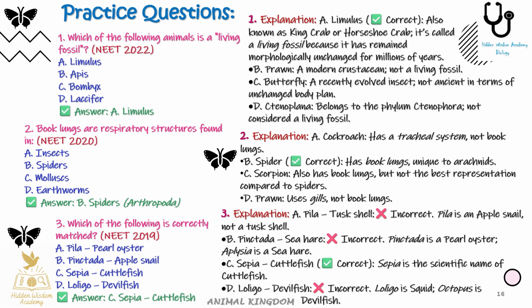Explanation. Let's go one by one. First, option A, Limulus, also known as the king crab or horseshoe crab. It is called a living fossil because it has remained morphologically unchanged for millions of years. Option B, prawn, is a modern crustacean and not considered a living fossil.